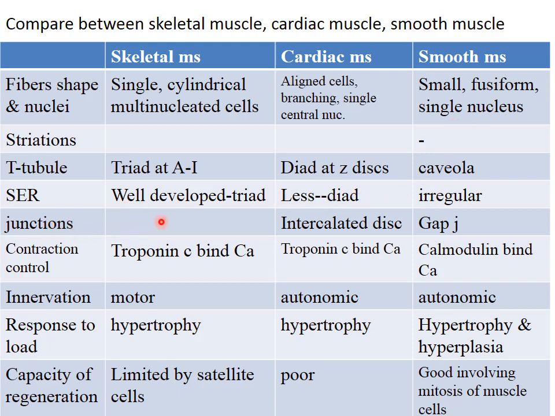Junction: not present in skeletal muscle, intercalated disc in cardiac muscle, gap junction in smooth muscle. Contraction control: in skeletal muscle, troponin C binds calcium. Cardiac muscle, troponin C binds calcium. Smooth muscle, calmodulin binds calcium. Innervation: skeletal muscle motor, cardiac and smooth muscle autonomic. Response to load: skeletal muscle hypertrophy, cardiac muscle hypertrophy, smooth muscle hypertrophy and hyperplasia. Capacity of regeneration: skeletal muscle limited by satellite cells, cardiac muscle poor regeneration, smooth muscle good, involving mitosis of muscle cells. Thank you.